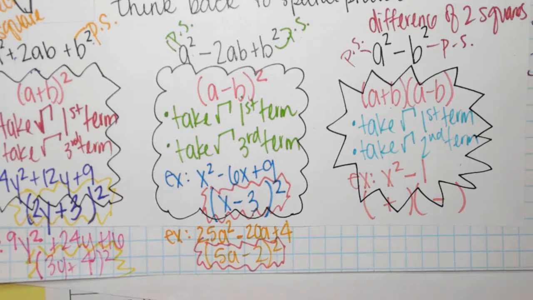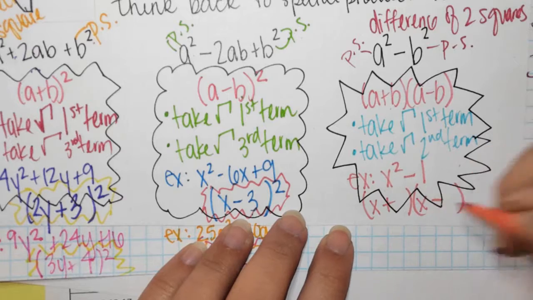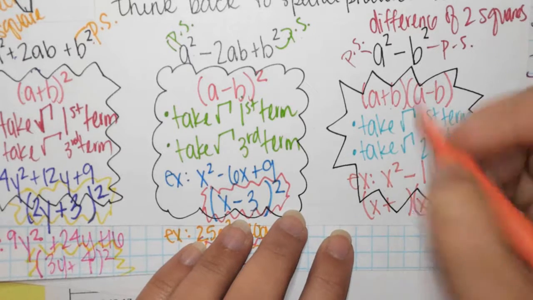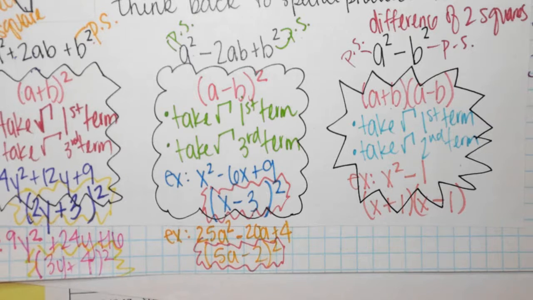So what's the square root of x squared? So you write an x here and an x here. What's the square root of 1? So you write a 1 here and a 1 here, and you're done.